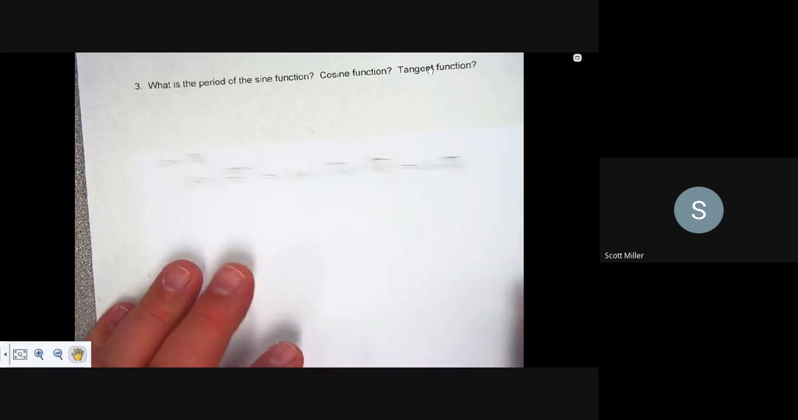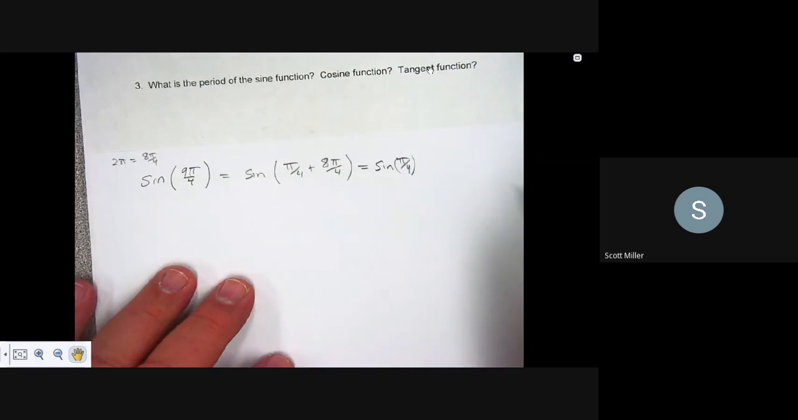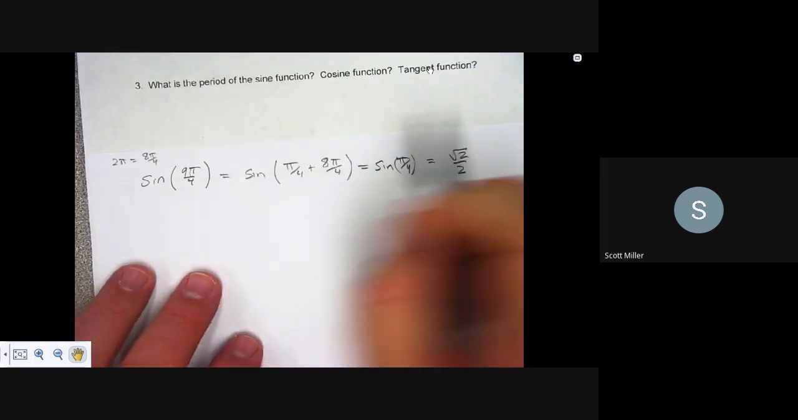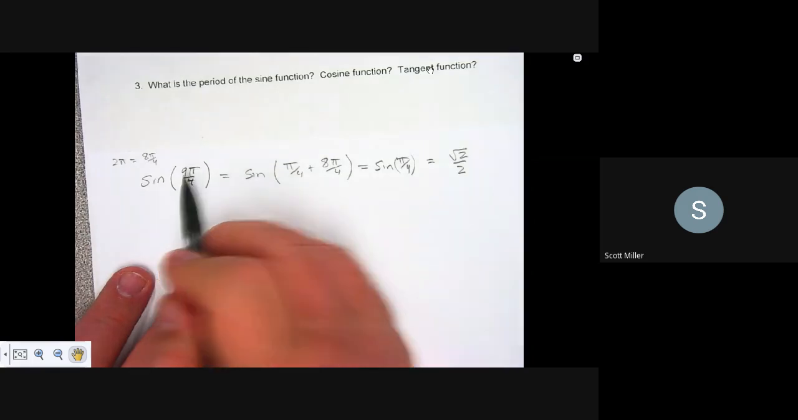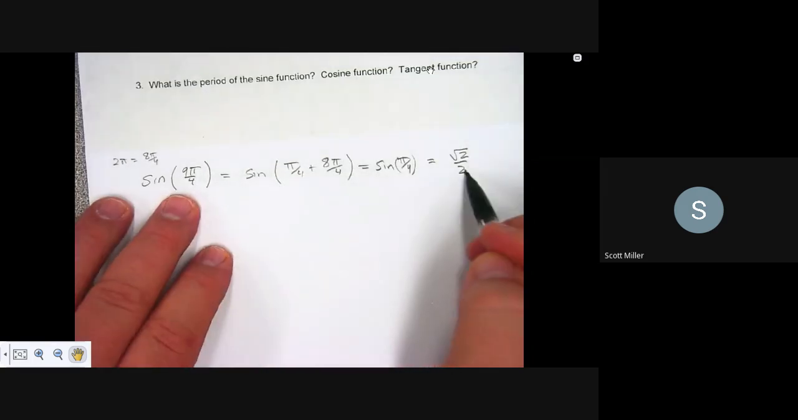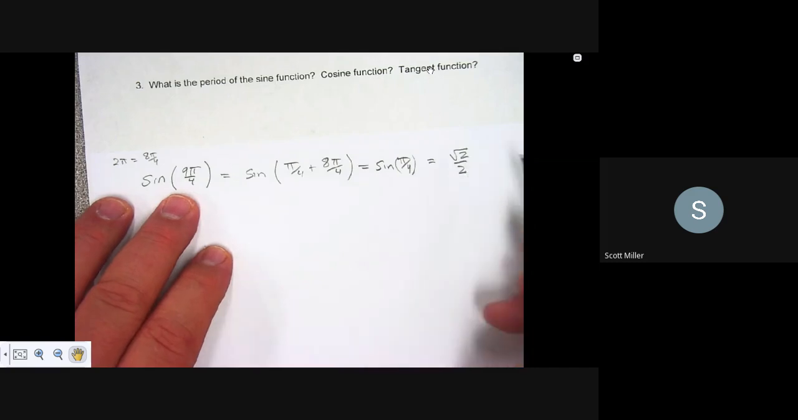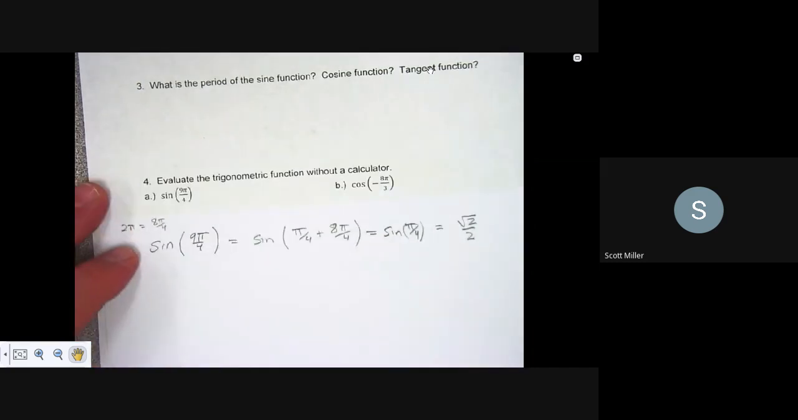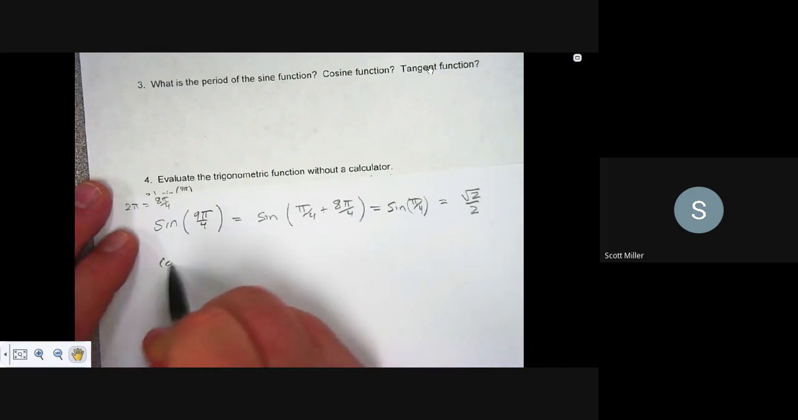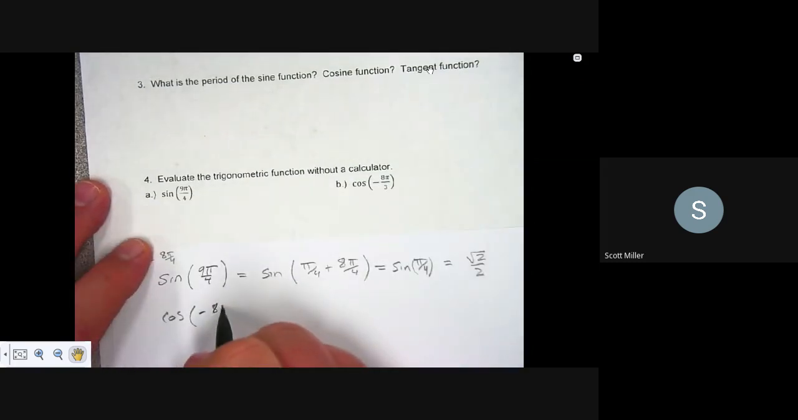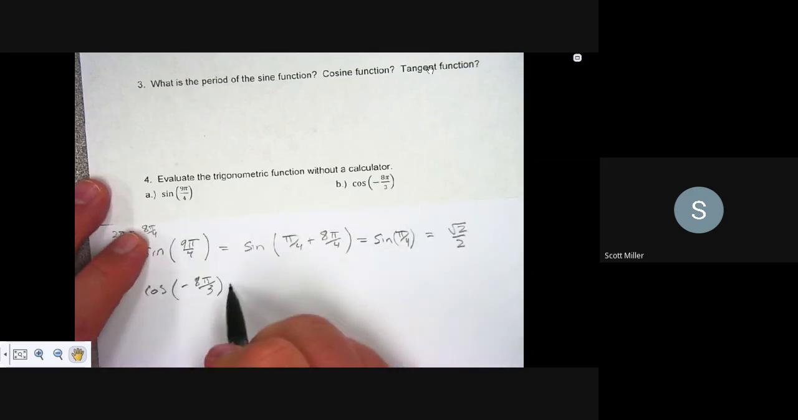And the sine of pi over 4, we can see off of our unit circle, is the square root of 2 over 2. So because 9 pi over 4 is coterminal to pi over 4, they have the same sine value. That's really what it boils down to. And so we can do all of these angles that are in here. So the next one we had here is the cosine of negative 8 pi over 3. It's about finding what angle this is coterminal to.